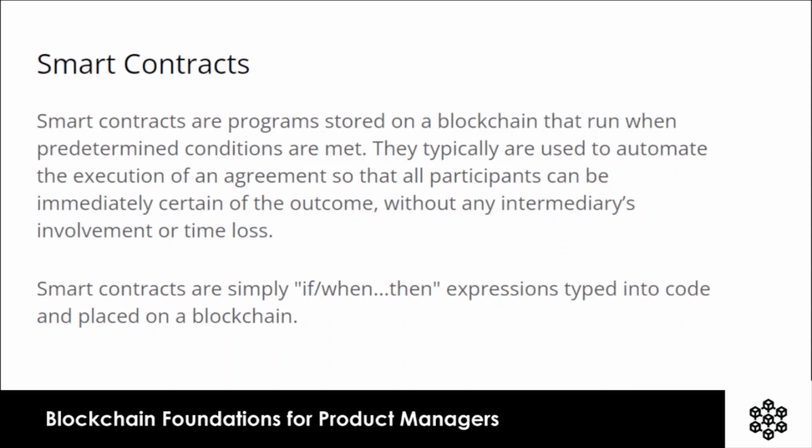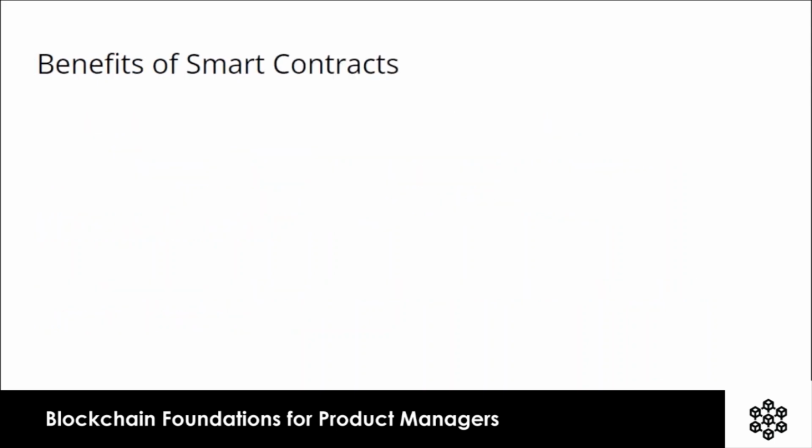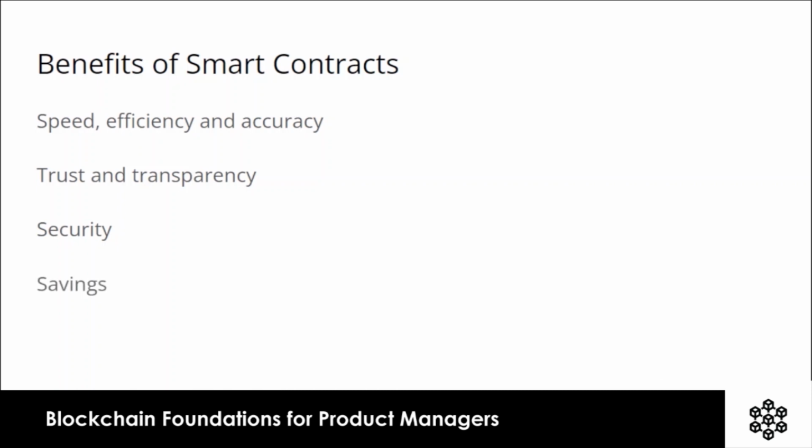After a transaction has been completed, the blockchain is updated. This indicates that the transaction is final and that only parties to whom permission has been granted can view the outcome. There are four major benefits of a smart contract. They are speed, efficiency and accuracy, trust and transparency, security, and savings. We're going to look at each of these benefits in detail.